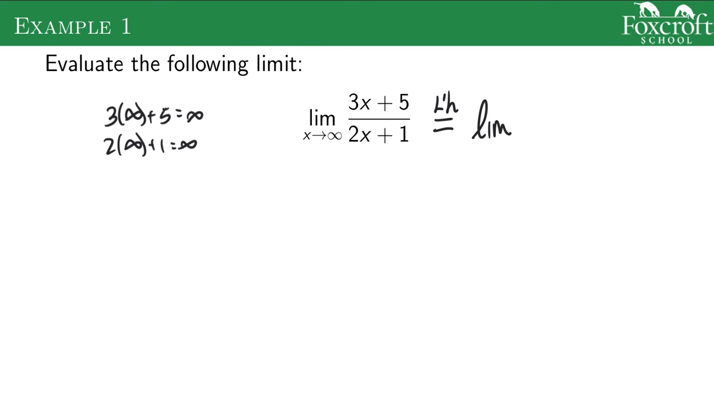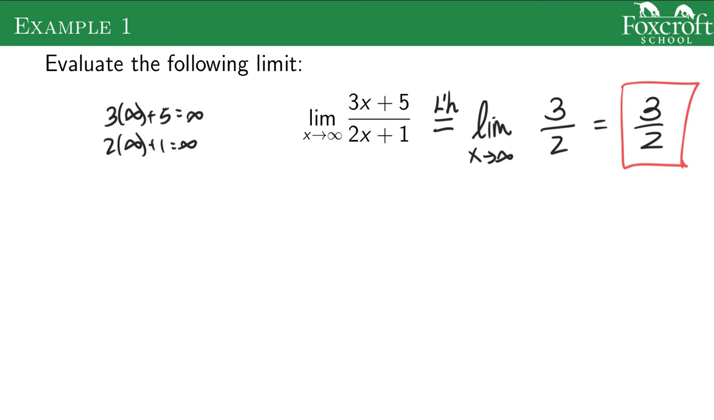I get the same limit, but now I take the derivatives of these things. The derivative of 3x plus 5 is 3. The derivative of 2x plus 1 is 2. And it doesn't matter what I plug into that, I'm always going to get 3 halves. So my final answer is 3 over 2.